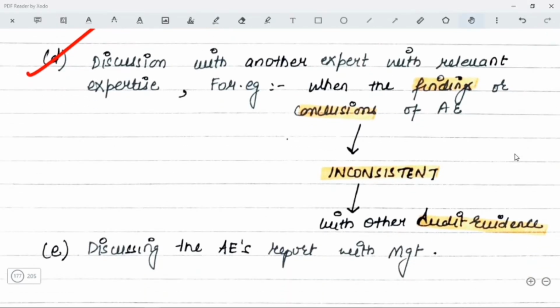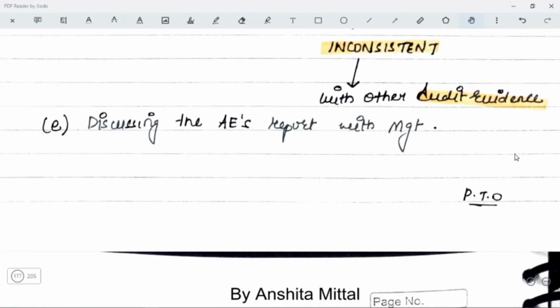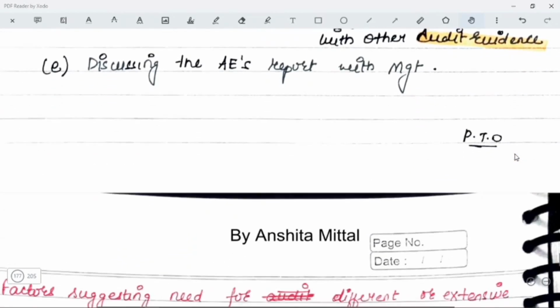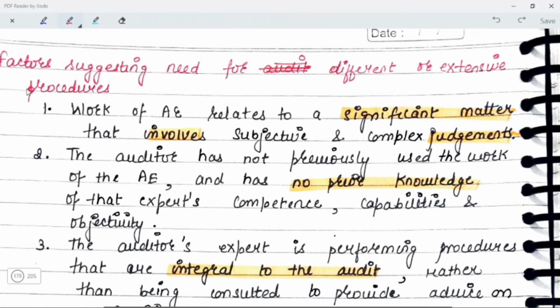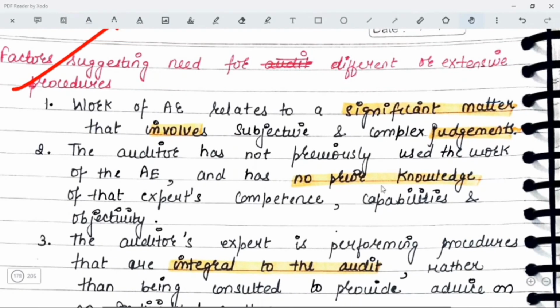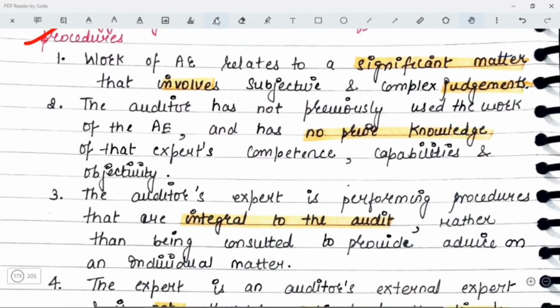The next point is discussion with another expert with relevant expertise. For example, when the findings or conclusions of the auditor's expert are inconsistent with the other audit evidence that the auditor has obtained, in this case definitely you can discuss this matter with another expert as well. Discussing the auditor's expert report with the management. Now, what can be the factors suggesting the need for different or extensive procedures? So, the work of the auditor's expert relates to a significant matter that involves subjective and complex judgment. So, in this case, there might be a need for you to extend your procedures.